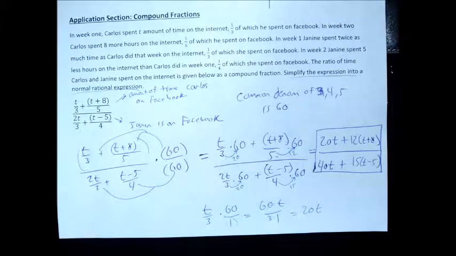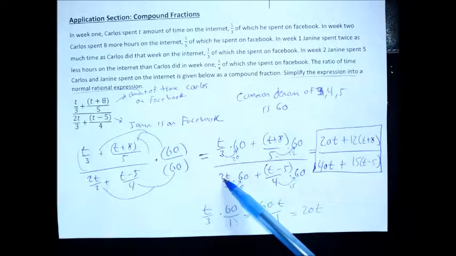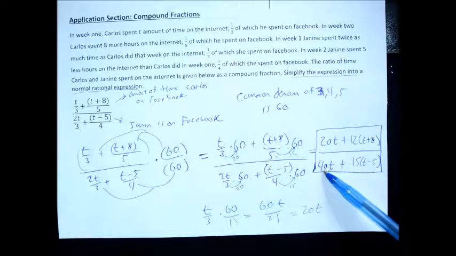Other questions? Where you put in the denominator, from 3 to 60 is 20. 3 goes into 60 20 times, yes. And then we multiply it by that 2, which gave us 40. Oh, okay.